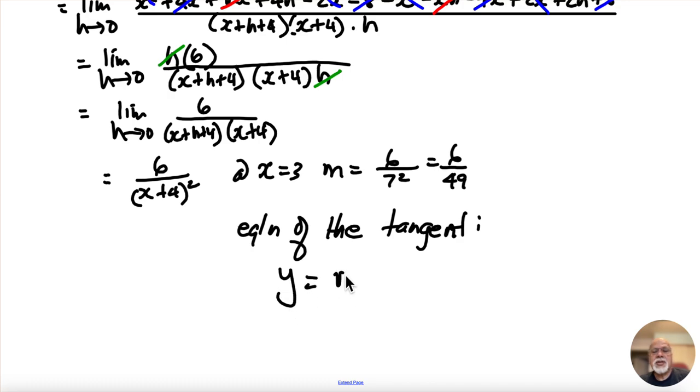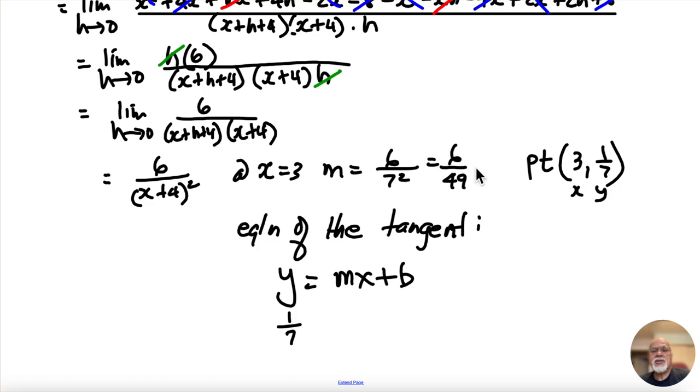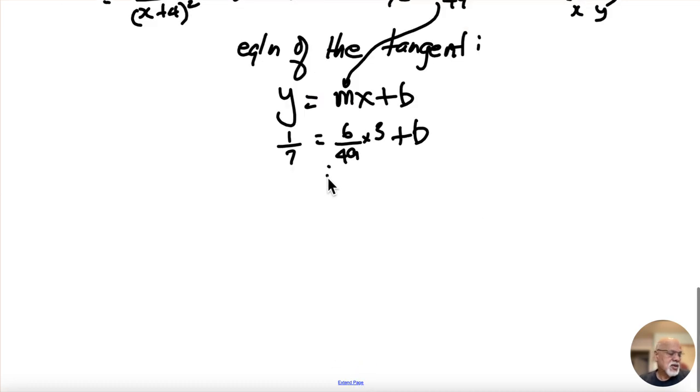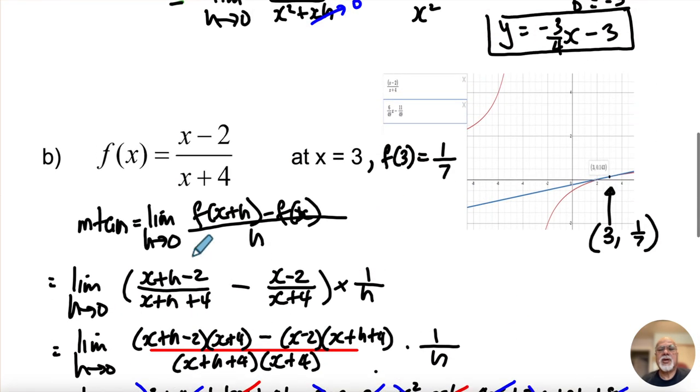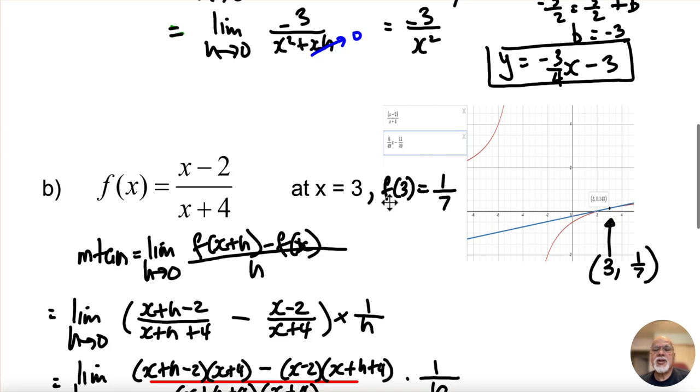would be y equals mx plus b. And the point of tangency was (3, 1/7). So we're going to substitute that and the slope into here. So 1/7 for the y. There's the x, there's the y, and there's the m. That comes into here. m is 6/49, x, which is 3, plus b. And when the dust settles, you end up getting b is equal to negative 11/49. And so the equation is y is equal to 6/49 x minus 11/49, which is the equation you see in my display here, 6/49 x minus 11/49 for the tangent.